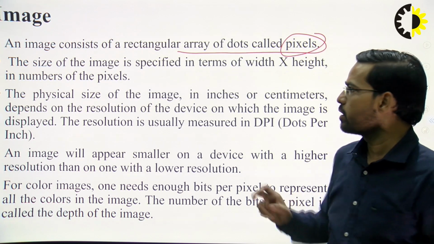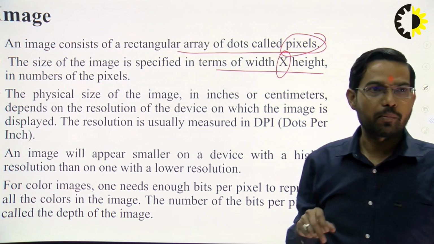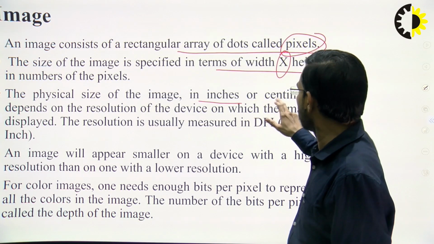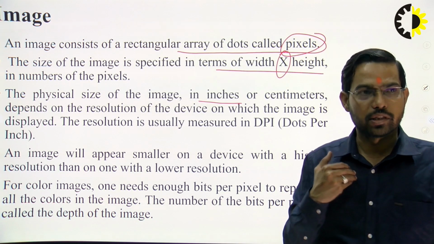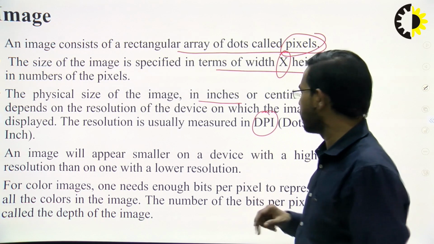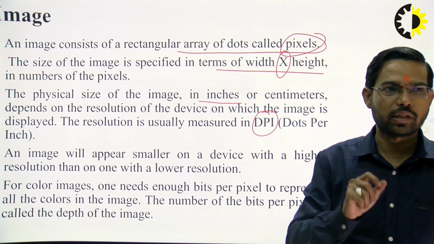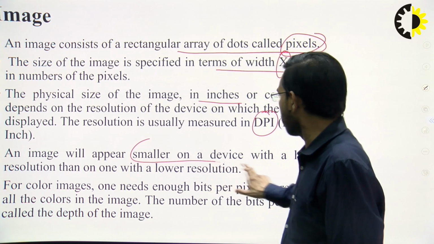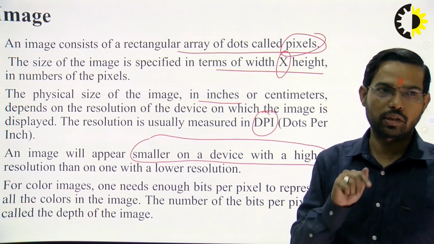The size of the image is specified in terms of width times height, the number of pixels, and the physical size of the image in inches or centimeters depends on the resolution of the device on which the image is displayed. The resolution is usually measured in dpi, dots per inch, meaning how many dots are in 1 inch. So an image will appear smaller on a device with a higher resolution than on one with a lower resolution.